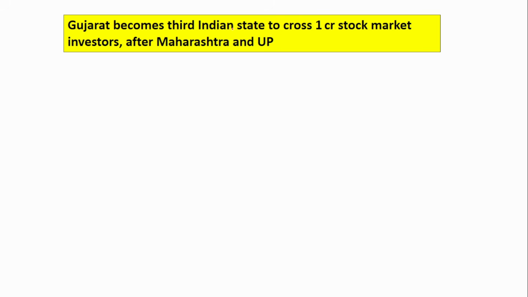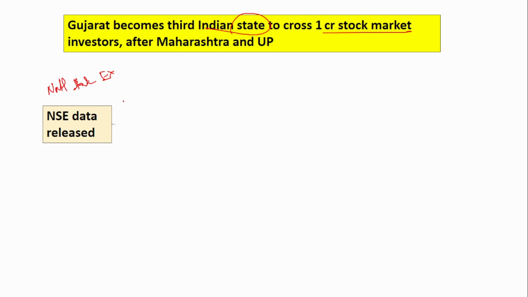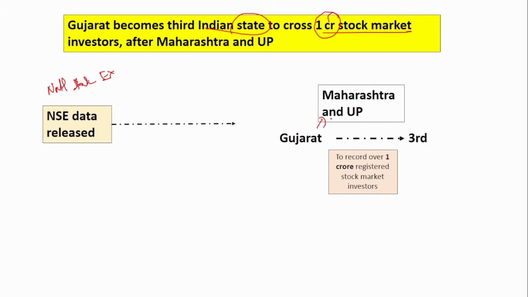The next news is Gujarat becomes the third Indian state to cross the 1 crore stock market investors mark. Recently, the National Stock Exchange has released the data. In that, Gujarat has become the third state to cross 1 crore investors. Before Gujarat, it was Maharashtra and Uttar Pradesh. That means around 1 crore people in that state have registered with the stockbrokers. That is what this means.